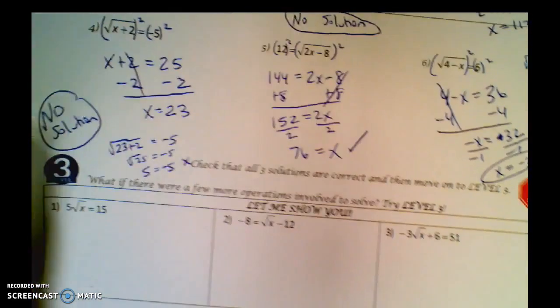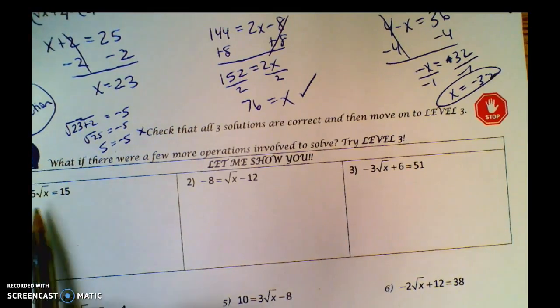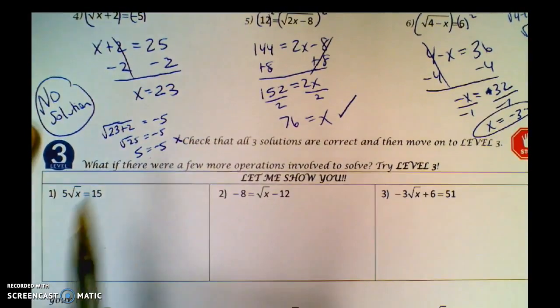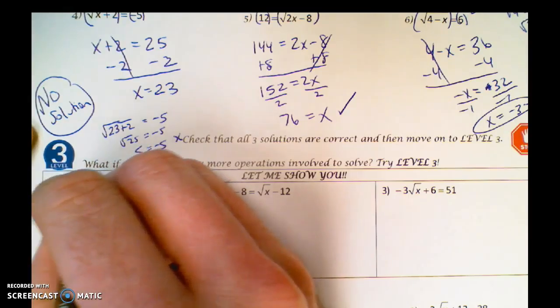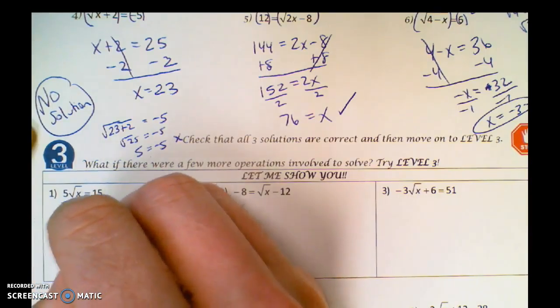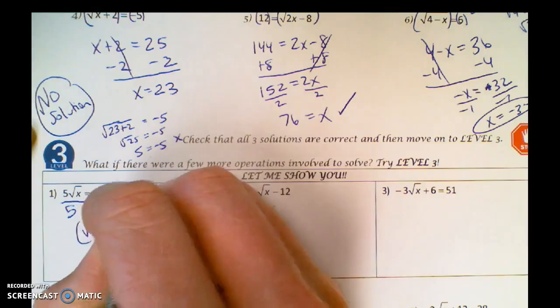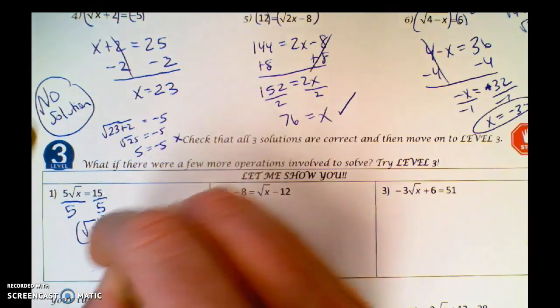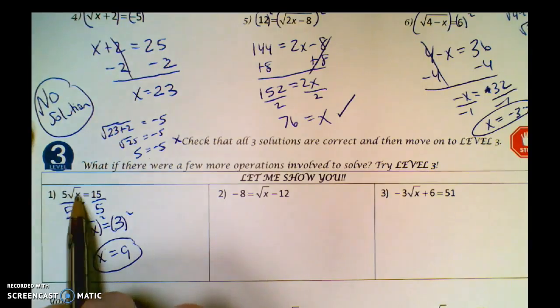Alright, the last couple problems are the same idea, there's an extra step involved. So for this problem, before you can square both sides, you've got to get the square root of x by itself. So here we would divide by 5. So this is the square root of x equals 3. And then now, once you get it by itself, you can square both sides. So x equals 9. Plugging that back in, the square root of 9 is 3. 5 times 3 is 15.